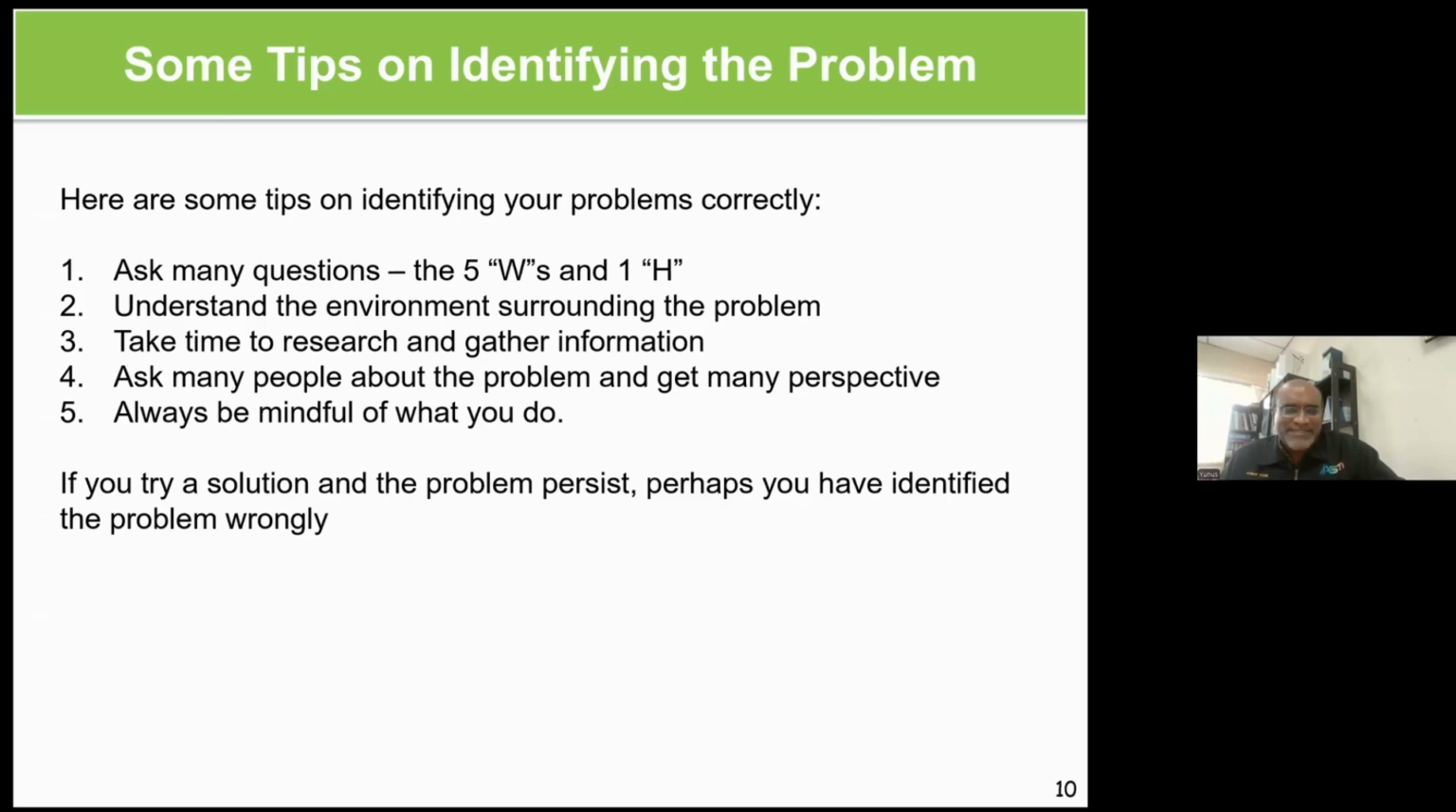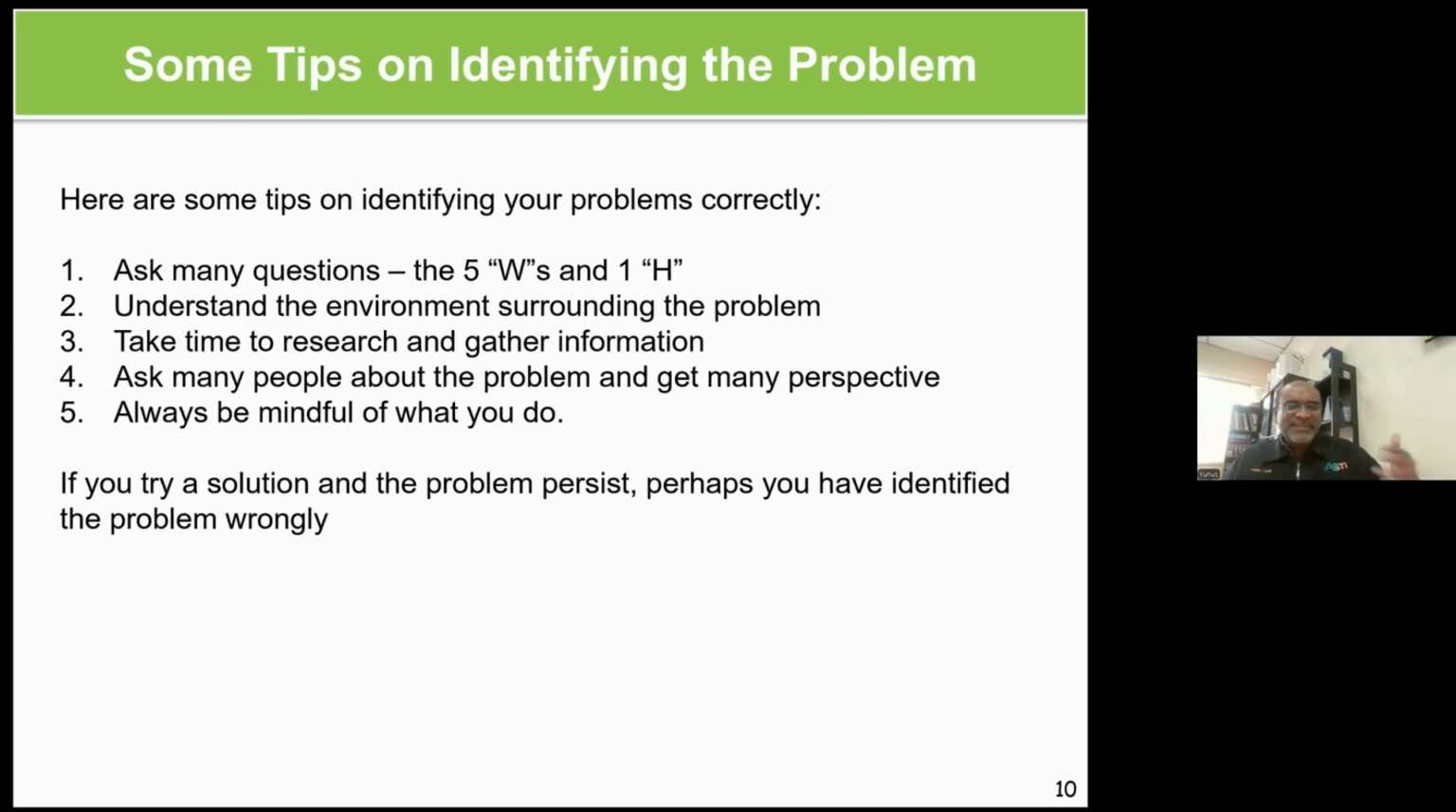And don't be shy to ask the same questions. Don't say, "Oh, I've already asked this question before. Why should I ask again?" No, keep asking it again and again, so that you are always mindful that you don't have any biases, and you are really solving the actual problem itself, right?